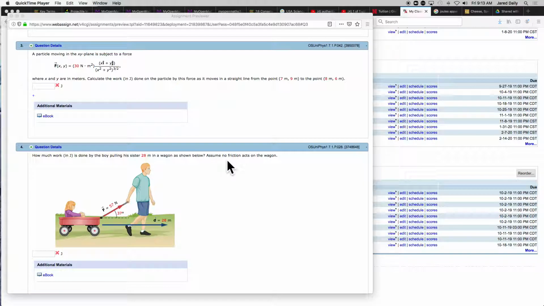So if you're at the point (1, -4), you can plug 1 in for x and -4 in for y in this equation, and it will give you a value. It will give you a vector that tells you the force at that point. If you do that for all the points around, it will create a field of little vectors pointing in different directions with different strengths.